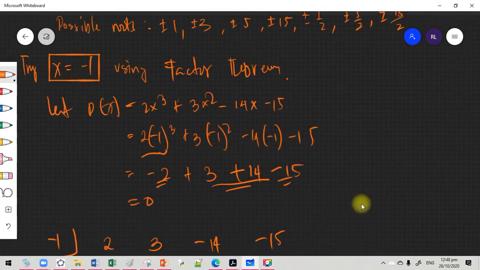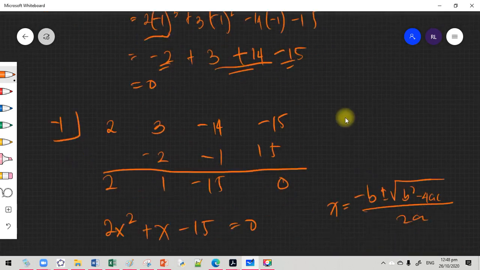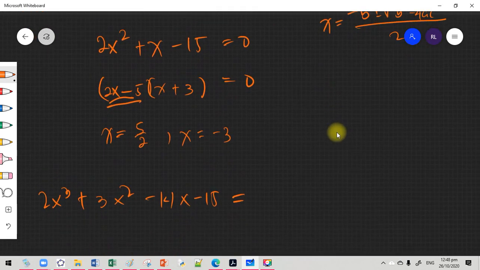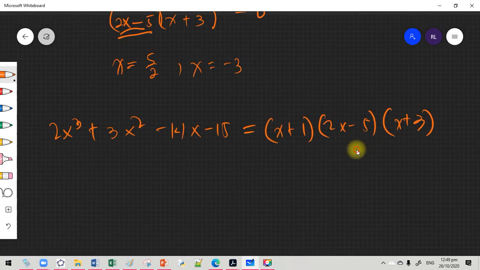Yeah, that's correct. This becomes, if we're going to factor this, remember that x plus 1 is a factor using our first test. Okay, then the other factors are 2x minus 5 and x plus 3. Okay, these are the factors.